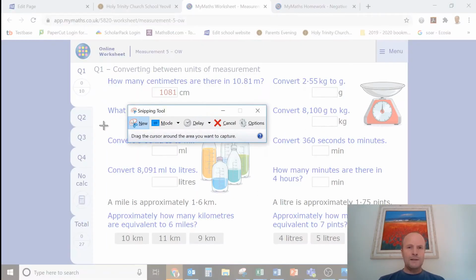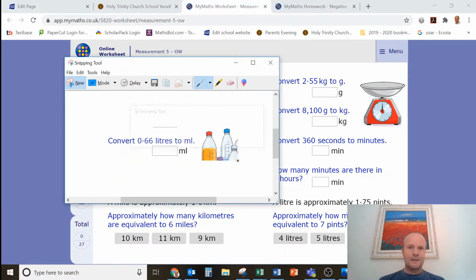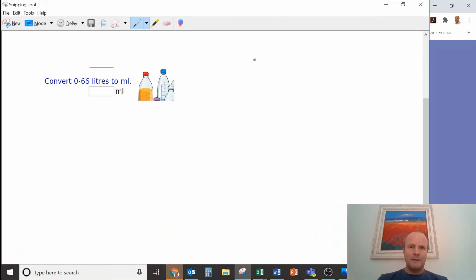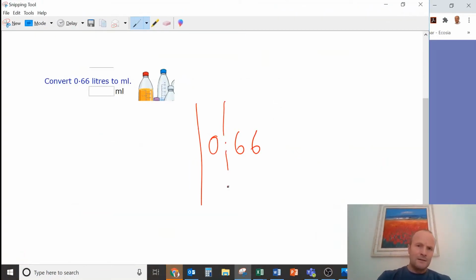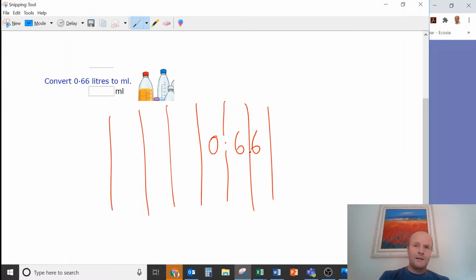Convert 0.66 litres to millilitres. Well, it's 1,000 millilitres in a litre, so this time we're going to be times it by 1,000. We write our 0.66 and draw our lines in. Remember, the decimal point doesn't have a column, it's divided between 2 columns. This time we're timesing by 1,000, so 3 lines to the left hand side.